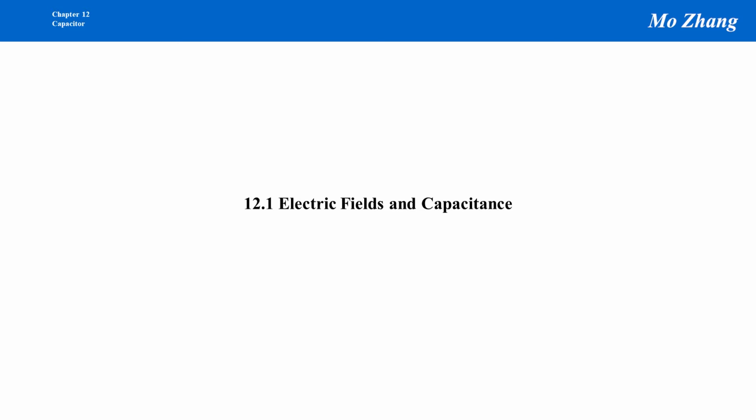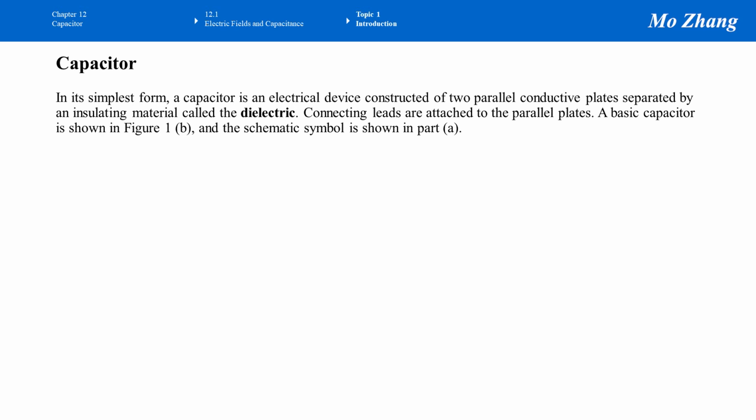12.1 Electric Fields and Capacitance. A capacitor is an electrical device made of two plates. Most of the time, we put the plates in parallel. The plates are separated by a distance. Usually, we put materials between the plates. These materials are called dielectric material, which are used to boost the capacitance, which is the capability for this capacitor to store charges. In short, a capacitor is just an electrical device that can store electric charges.